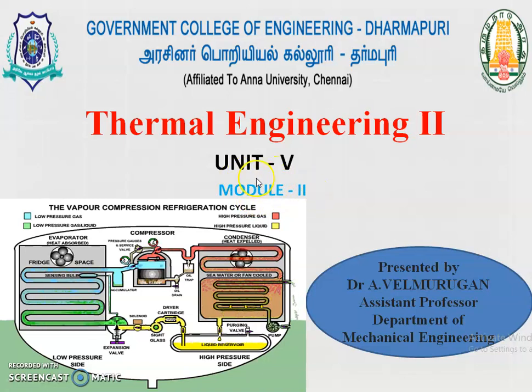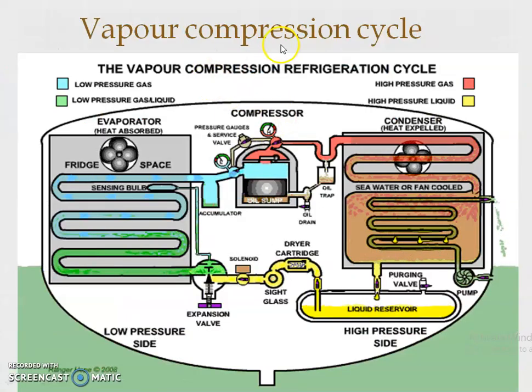As I told previously, we have discussed Module 1, the introduction to refrigeration, and now from this module we have to discuss the vapor compression refrigeration cycle. As I told earlier, this is how the process goes on in the vapor refrigeration system. In the vapor compression refrigeration cycle, there are two sides: one is the lower pressure side, another one is the higher pressure side.